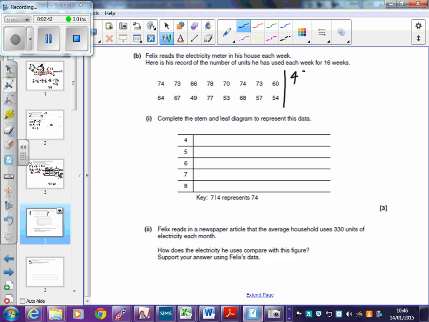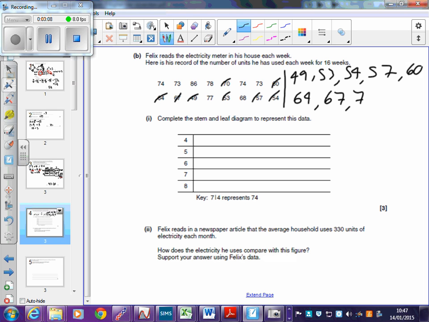Smallest number I've got is 49, and then looking for any in the 50s, I've got 53, 54 and 57. I'm then going to go into the 60s. I've got 60, 64 and 67, and then I've got 70, I've got 73 twice, I've got 74 twice.